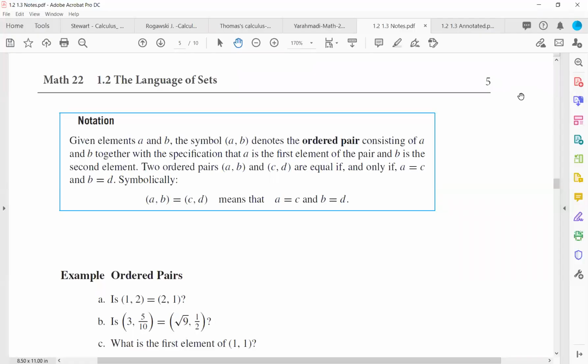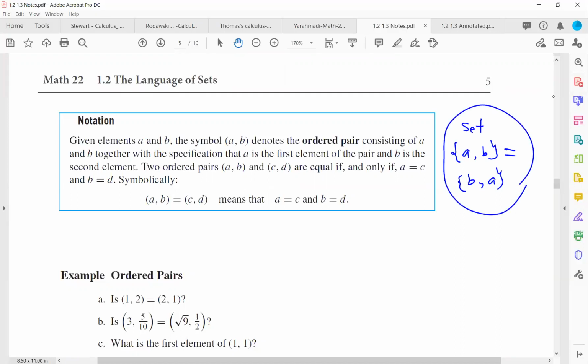Notation. What's the difference between an ordered pair and a set? An ordered pair, first of all, you use parentheses to show that you have a point or ordered pair in the XY plane. For a set, you use curly brackets, A, comma, B. First of all, when it comes to sets, order is not important. The set including A and B is the same as the set including B and A.